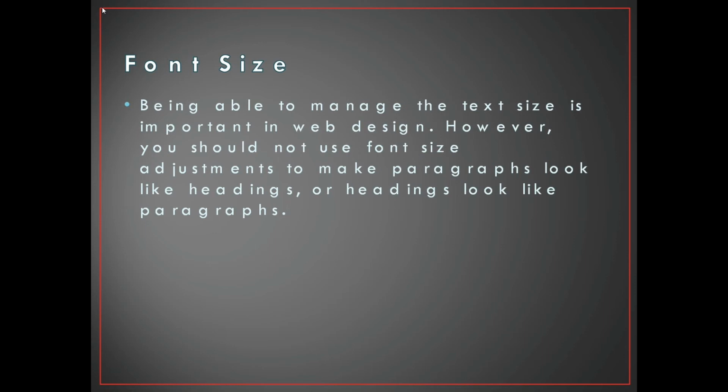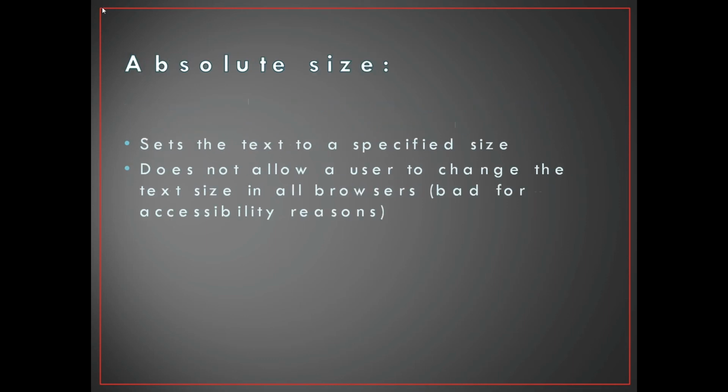The font size values can be absolute or relative. So now we are going to see about the first one, absolute size. It sets the text to a specified size but does not allow a user to change the text size in all browsers, which is bad for accessibility reasons also. And absolute size is useful when the physical size of the output is known.